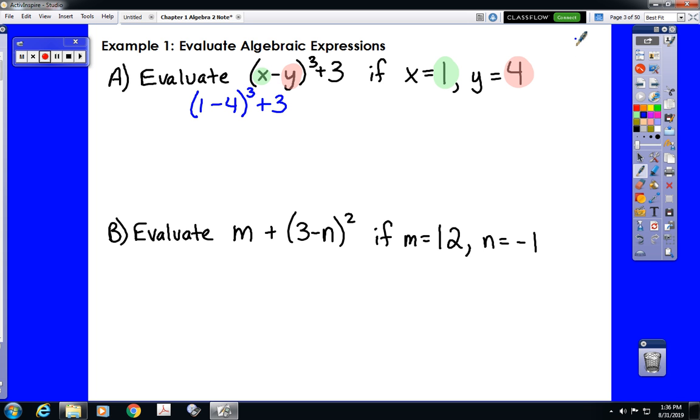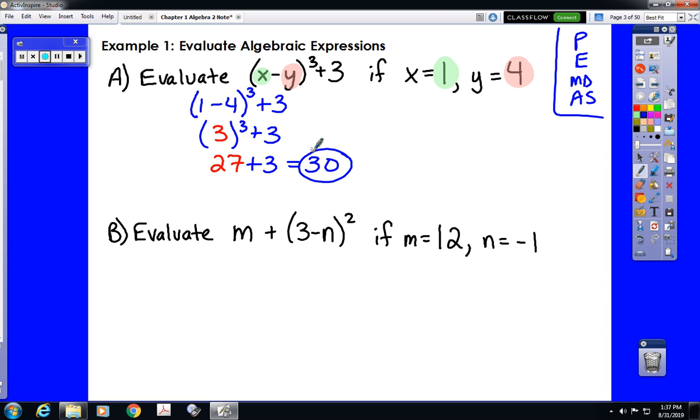Now we're going to be using PEMDAS to do this. So we should write that somewhere so we can look at it and make sure we're working. We start with parentheses, so we would start with 1 minus 4, which is 3. So we have 3 to the 3rd power plus 3. Then we would carry out the exponent. 3 to the 3rd power is 27 plus 3, which is 30. So the value of that expression is 30.